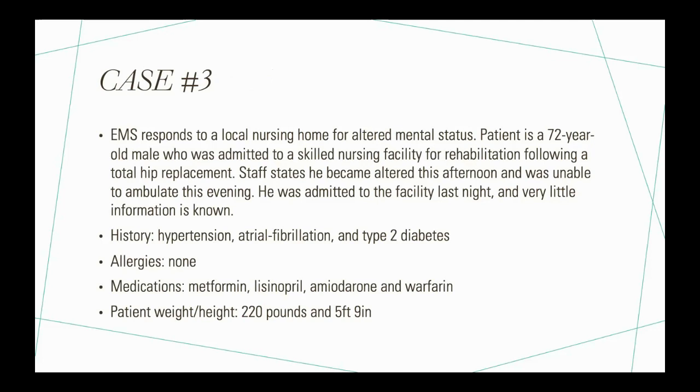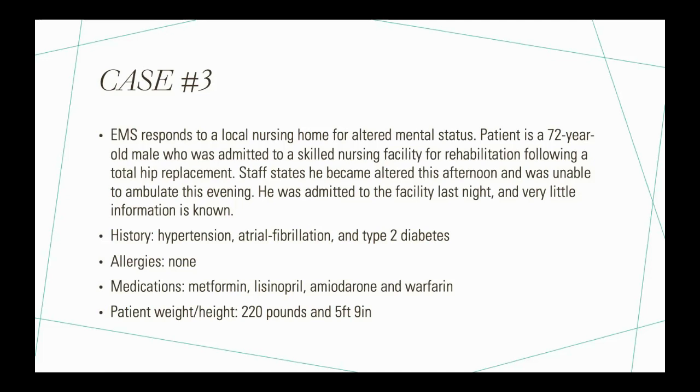We've all seen it, different nursing homes, different levels of care, different quality of staff per se, but we'll keep moving on here. So history, okay: hypertension, AFib, type 2 diabetes. Medication, he's on amiodarone and warfarin, note the metformin for the diabetes. Okay, he's a little bit heavy for his size. So what do we think of our first thoughts here?